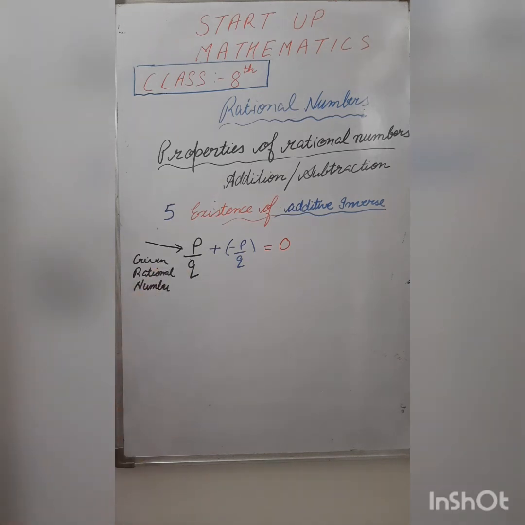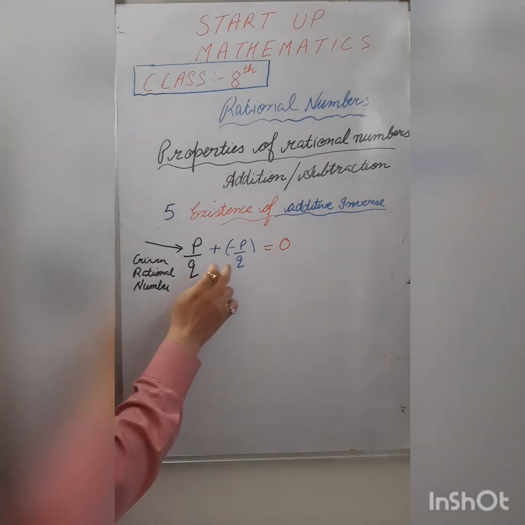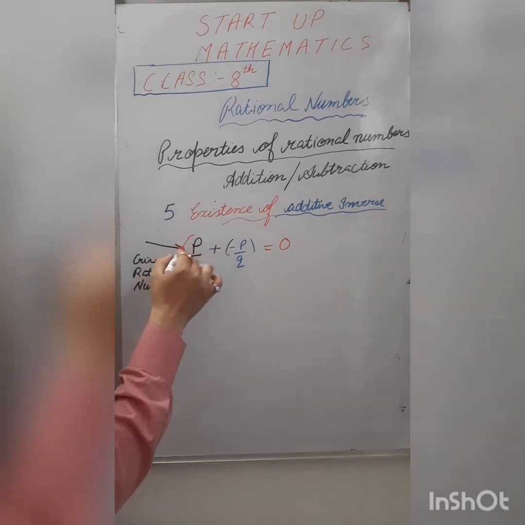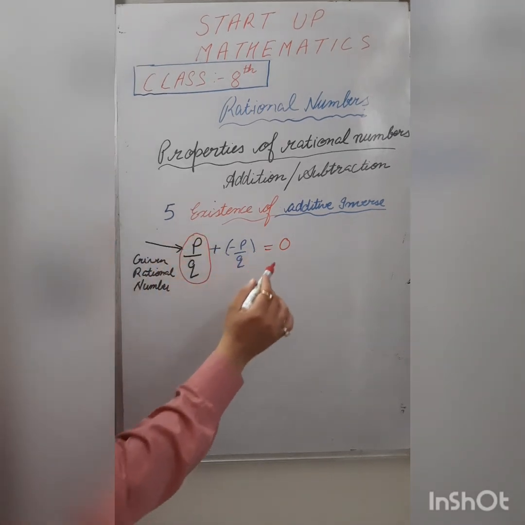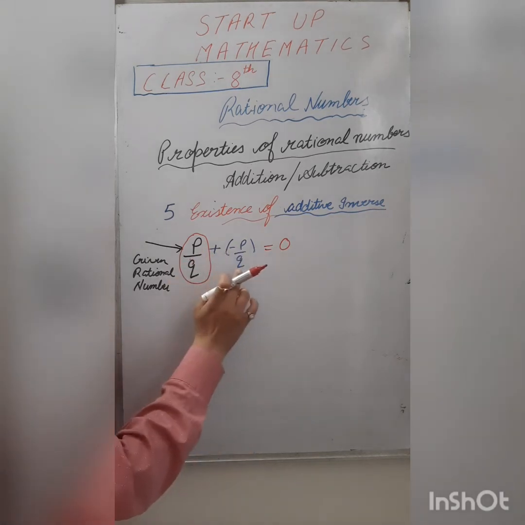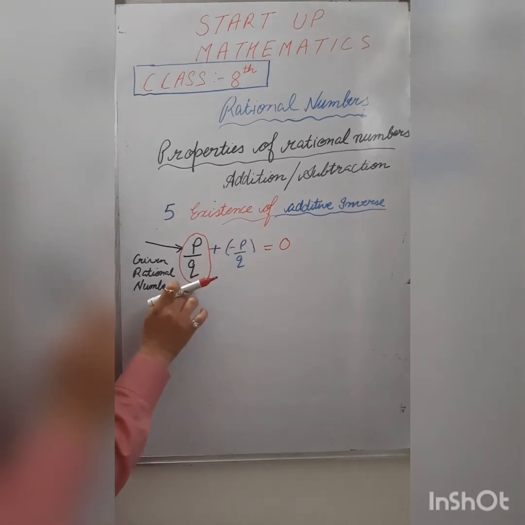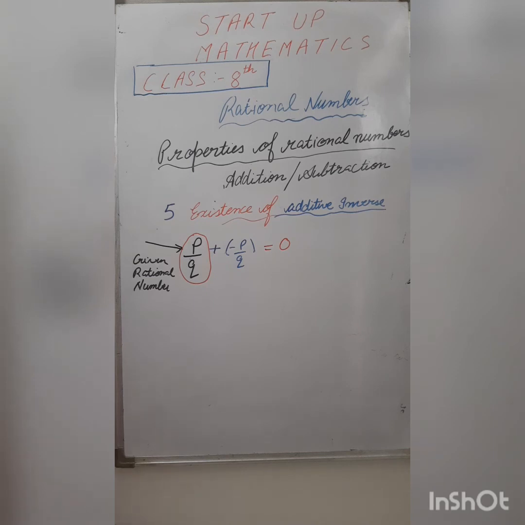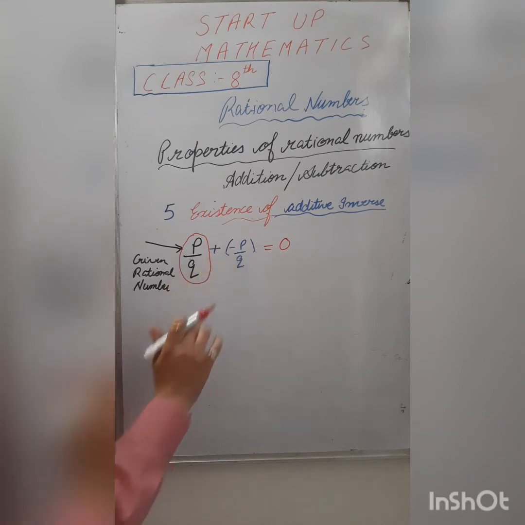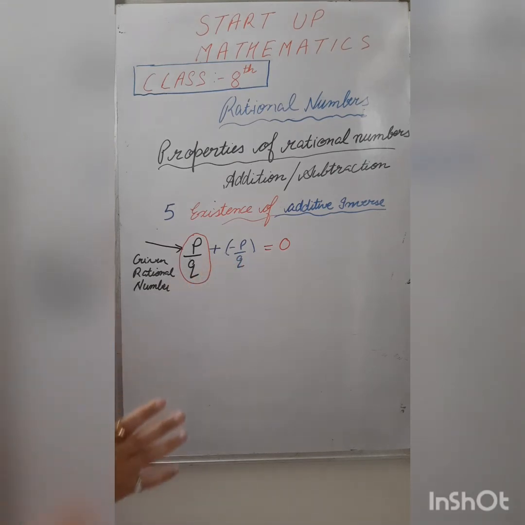It's our given rational number. What should we add to this rational number so that the sum of the two numbers is 0? We will add the negative of this number, because the negative and the positive numbers both cancel out. So this is called the additive inverse. It is just the opposite of a number.